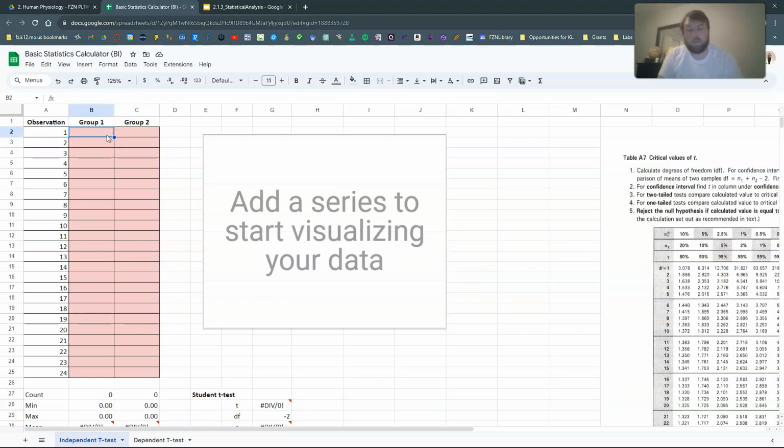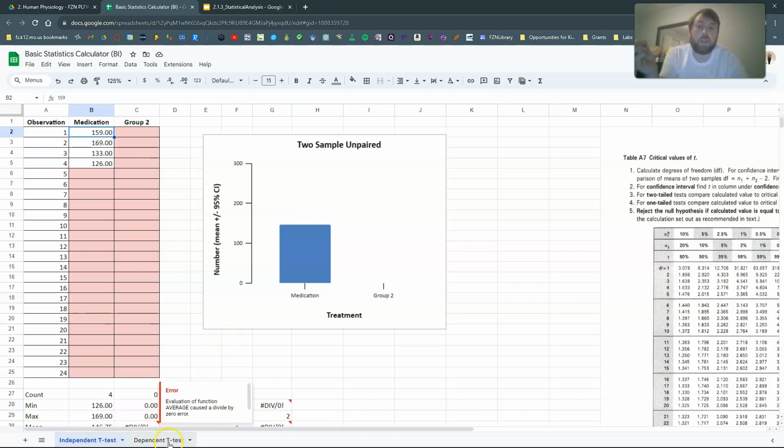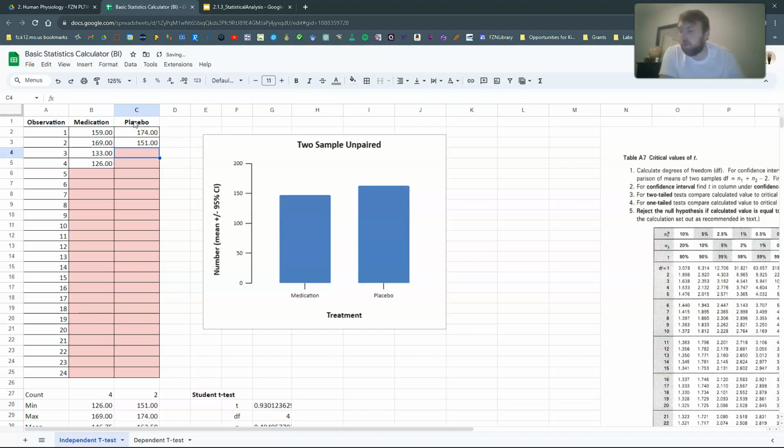Patient 1 had an LDL of 159. Patient 2, 169. This is group 1, so 133 and 126. I can even come up and say that this is my medication group. Okay, and notice that the chart automatically updates based on this. Now, when you're doing this with your own data set, please be sure that you're using the appropriate t-test, whether it's the independent t-test or the dependent t-test here. Group 2 for our example here was the placebo effect. So I'll have the placebo group here, and that's 174, 151, 148, and 156.